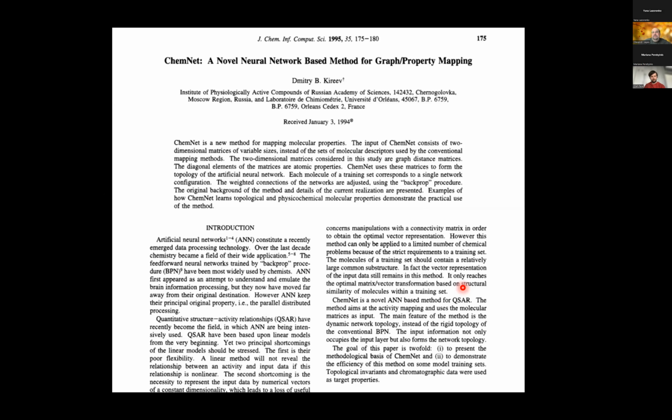Very curiously, this is a fun paper if you're interested in the history. This is 1995. Dmitry is actually a friend of mine. He used to be a faculty member at the University of North Carolina in Chapel Hill, and at that time he worked in France. He built a graph-based neural network in the 90s. There was no Python and no PyTorch, so they used Fortran and essentially built backpropagation by hand to do graph neural networks to predict properties of molecules. And now we're still doing that.